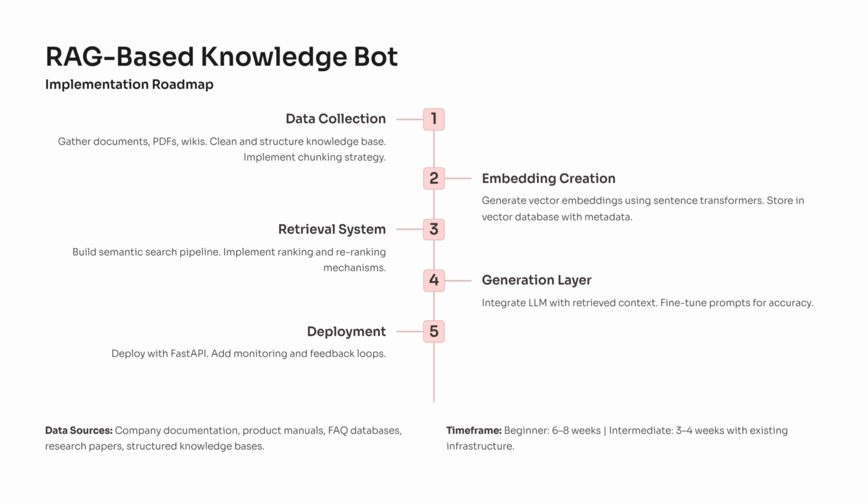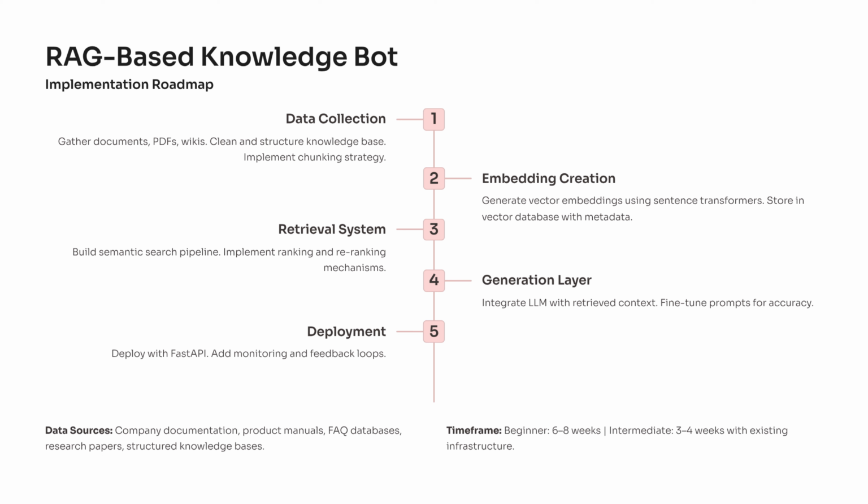The retrieval system then activates semantic search and ranking mechanisms that find the best pieces of information for each question. After retrieval, the generation layer combines the selected context with the language model to create accurate, grounded responses. You fine-tune prompts to improve quality. Finally, you deploy the system using FastAPI, add monitoring pipelines, and create feedback loops so the bot improves over time.